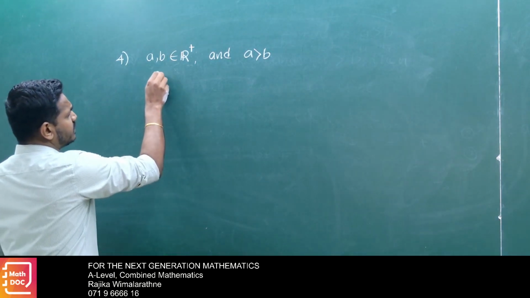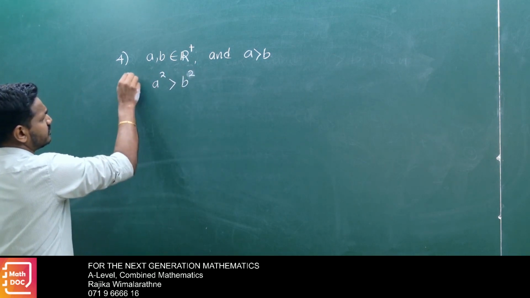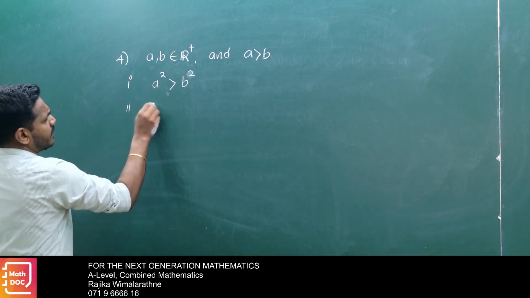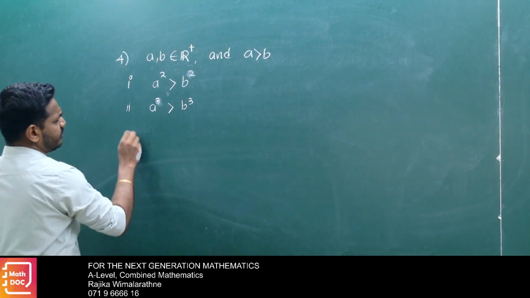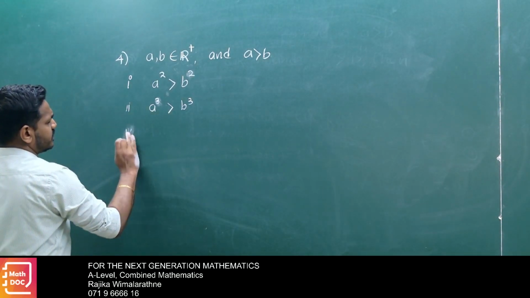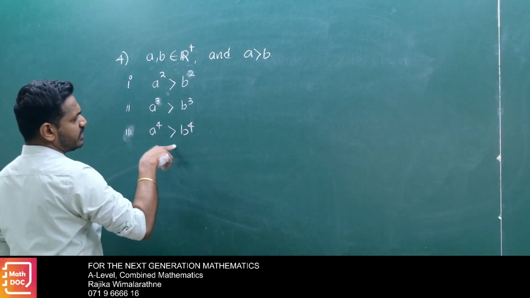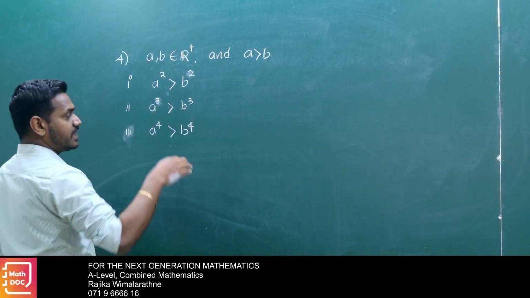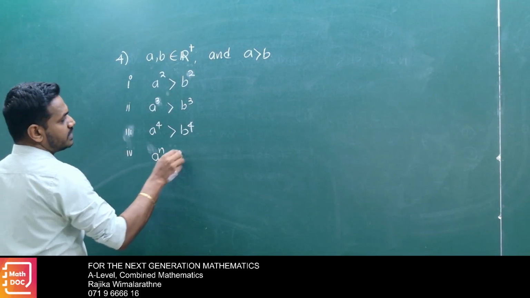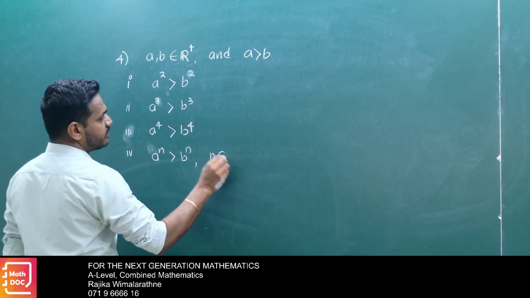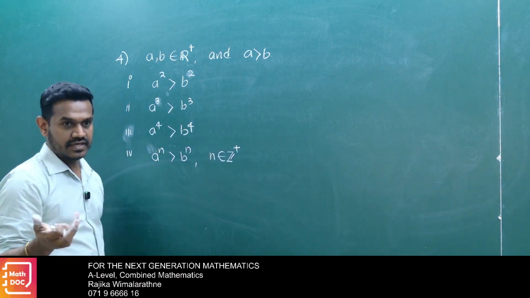Then A to the power 2, B to the power 2. No need to change this sign. A to the power 3, B to the power 3. No need to change the sign. Third, A to the power 4, B to the power 4. Without changing, we can power it. We can take any power. So let's say the general one, A to the power n, B to the power n, n a positive integer. Okay. Then positive integer powers 1, 2, 3, 4, 5, 6.